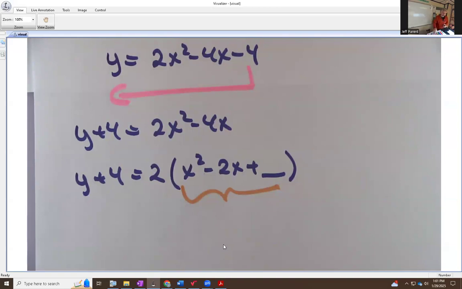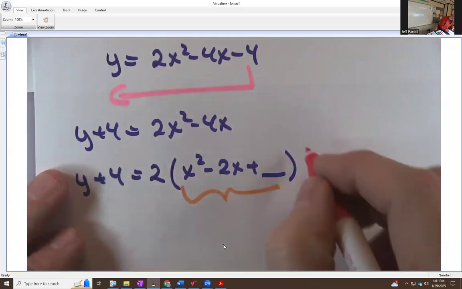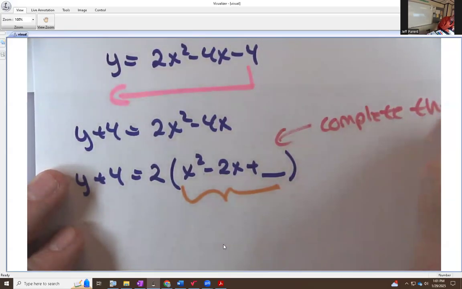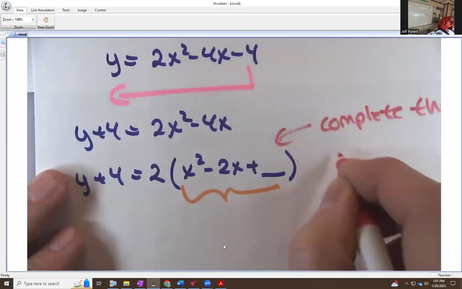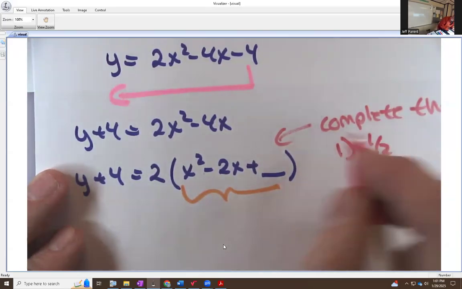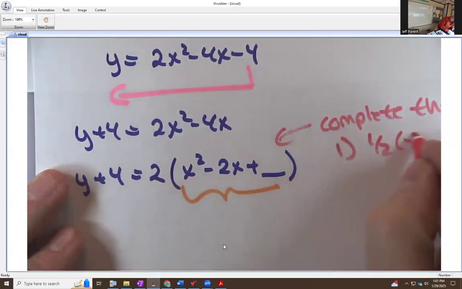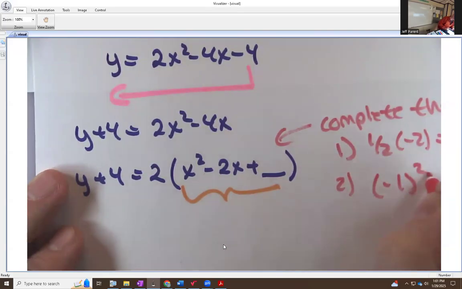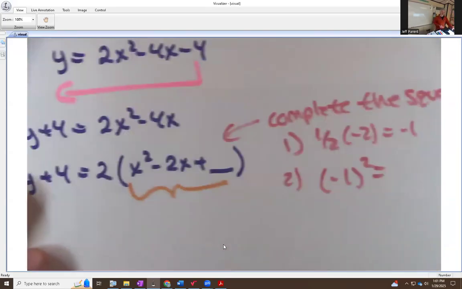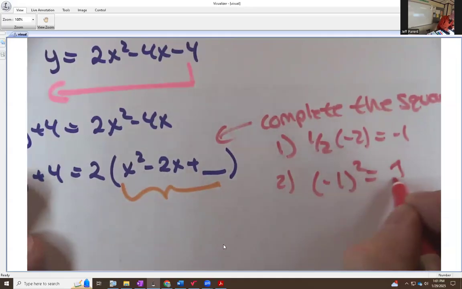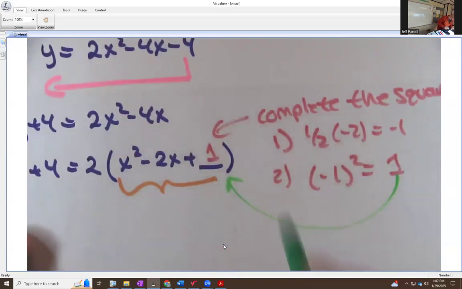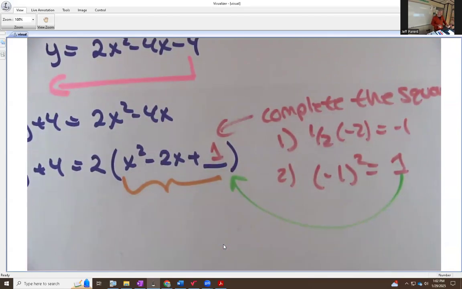Let's take a look here. To complete the square on that, we're going to take half of -2. And you're right, that gives me -1. What happens when I square -1? Yeah, you get a +1. So it's that +1 that's going to go there. I hope you caught how and why that became positive.